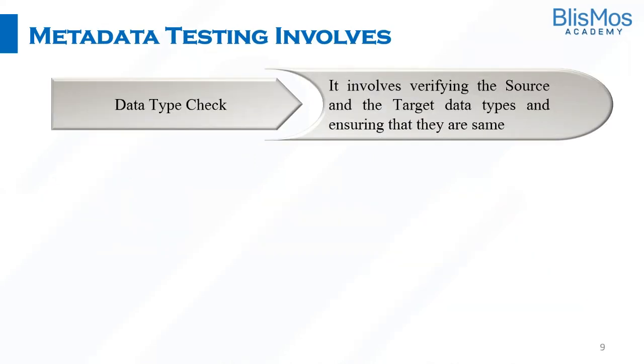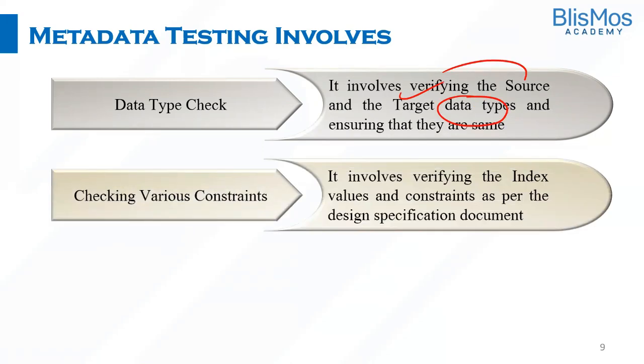In the data type check, we'll verify the data types of both source and target tables. In the case of constraints, we'll validate all the constraints. It can be primary key constraints or foreign key constraints or as per the specifications in the design document.